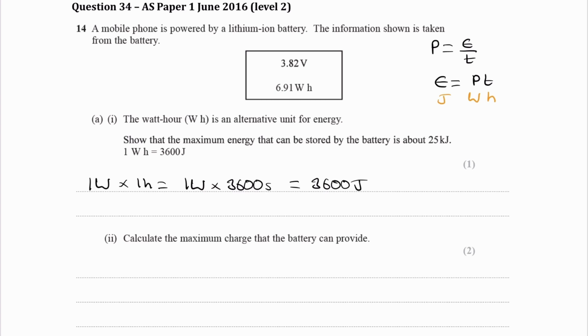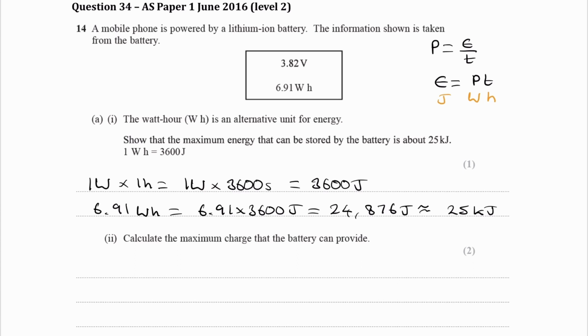So we know that already. We were told that in the question. We are expected to then show that the energy that the battery stores is approximately 25 kilojoules. So we can do 6.91, which is the watt hours that we have, and then multiply that by 3,600, because this is 3,600 joules. And that gives us 24,876, which is about 25 kilojoules.